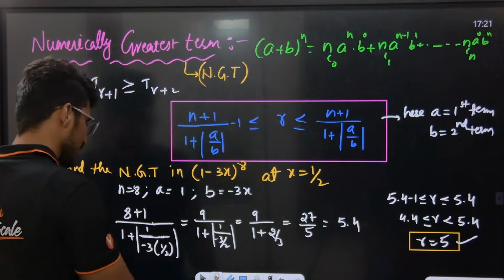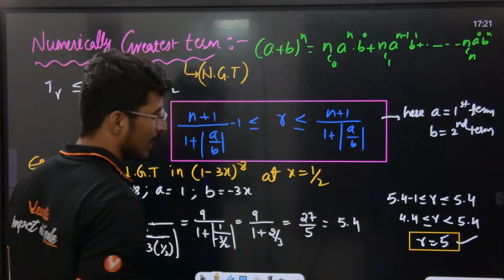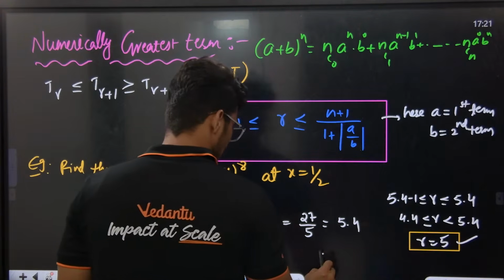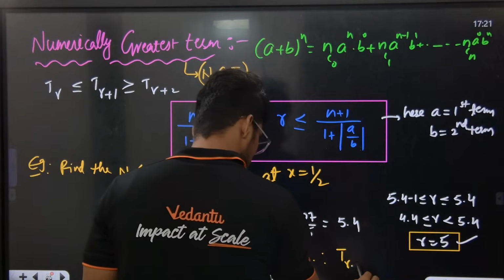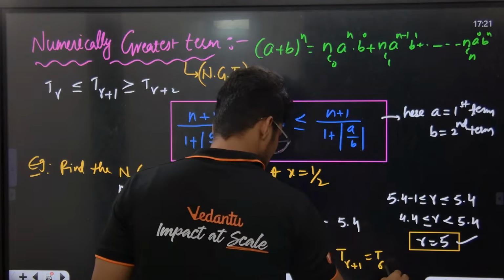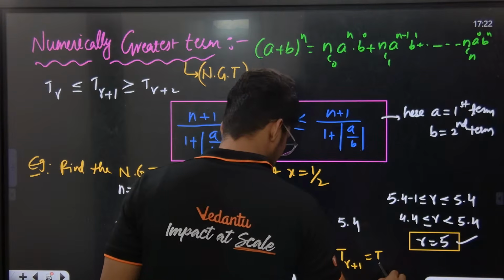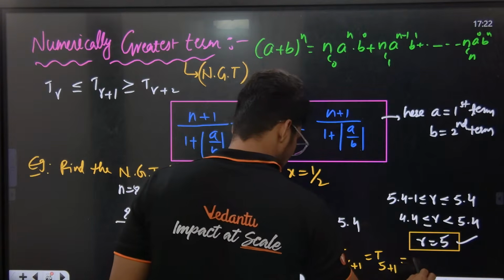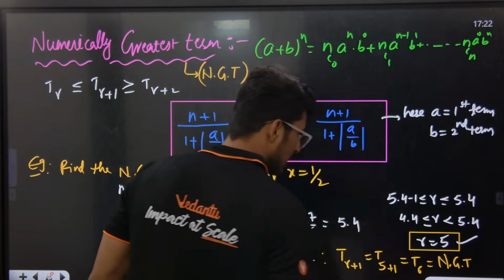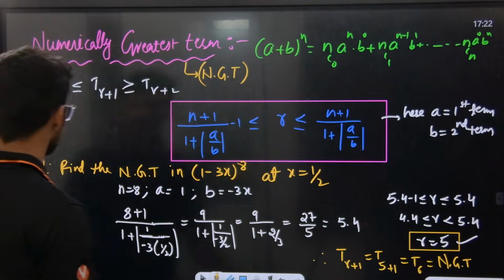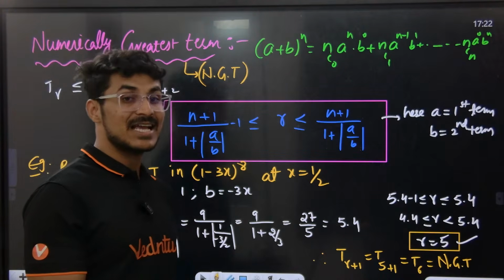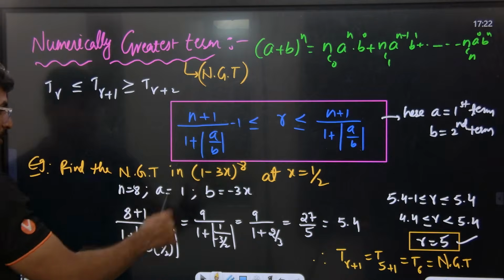r is 5 here. Now the r value has come as 5. If the r value is 5, which is the NGT? Therefore T(r plus 1), which is equal to T5 plus 1, right? T6 is the NGT. So now we need to find the sixth term. How do you find the sixth term from this expression? Tell me. nCr, first term to the power of n minus r.